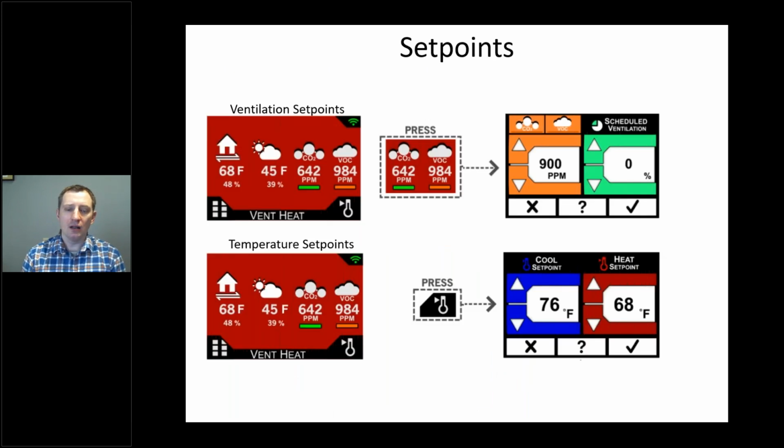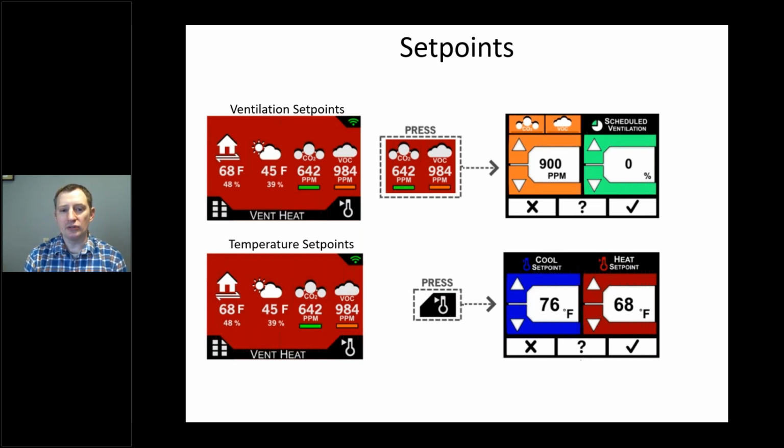As far as set points, then, setting ventilation on the CERV, CO2 and VOC, while they're measured independently, right now we have them just sharing the same set point. Generally anywhere from 800-900 to 1,000-1,100 is kind of the range you would maybe set this to, to maintain air quality below 700-800 parts per million in the house.